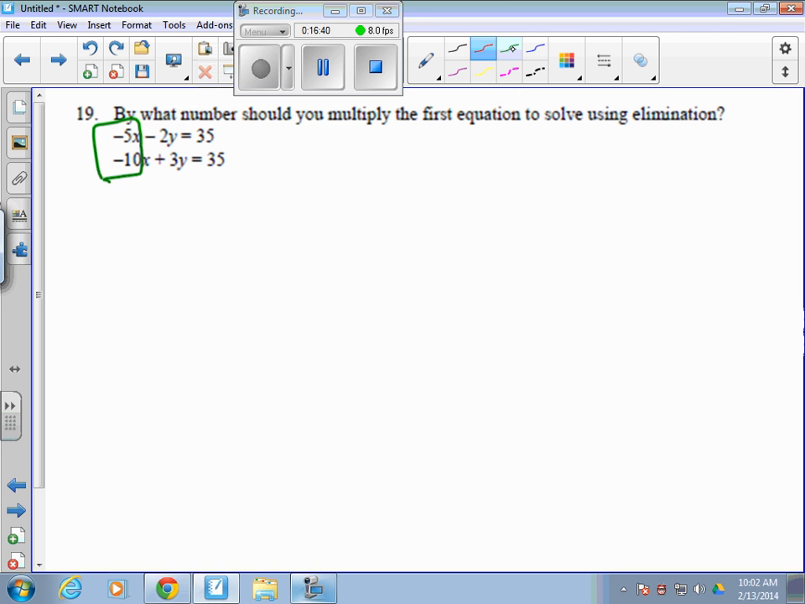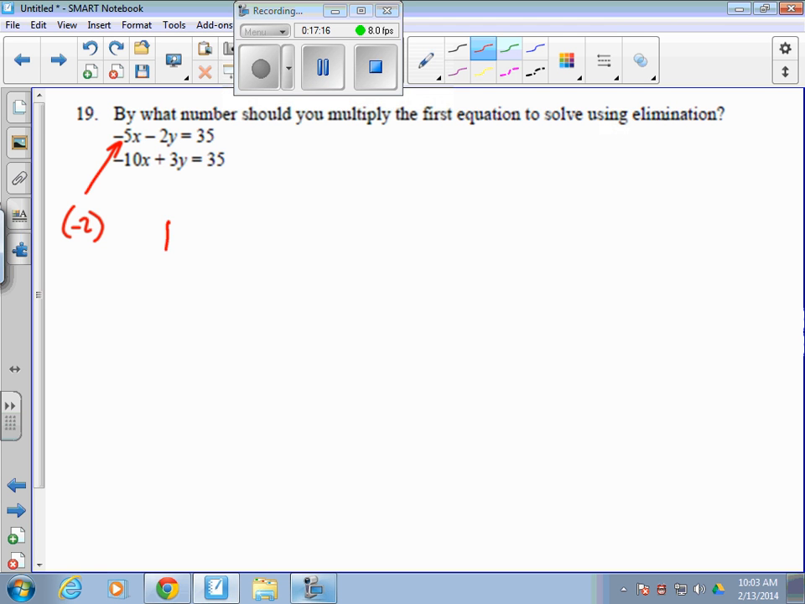However, for the x's, the first number that 5 and 10 goes into is 10. So you don't have to change the bottom number at all. You simply have to change the top x to become the opposite of the fact that it says negative 10 here. So you want the top x to become positive 10x. So what do you have to multiply negative 5 by to get it to become positive 10? You multiply it by negative 2. So you multiply the entire first equation by negative 2.